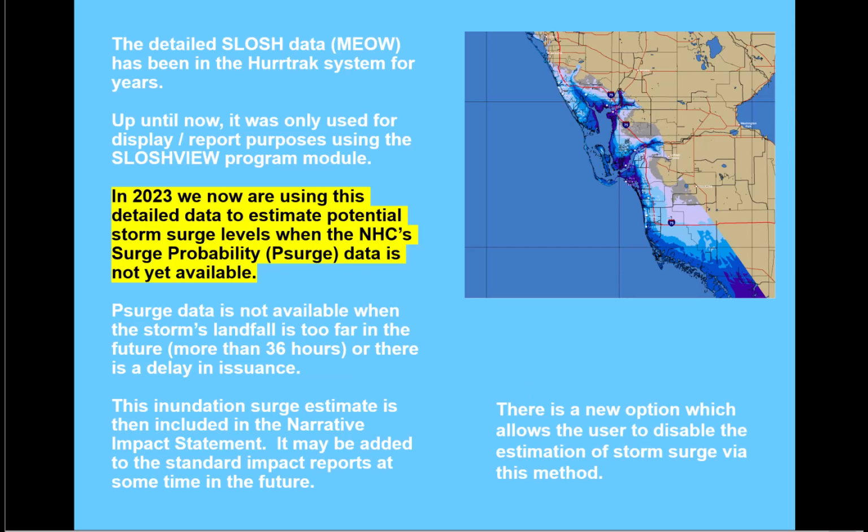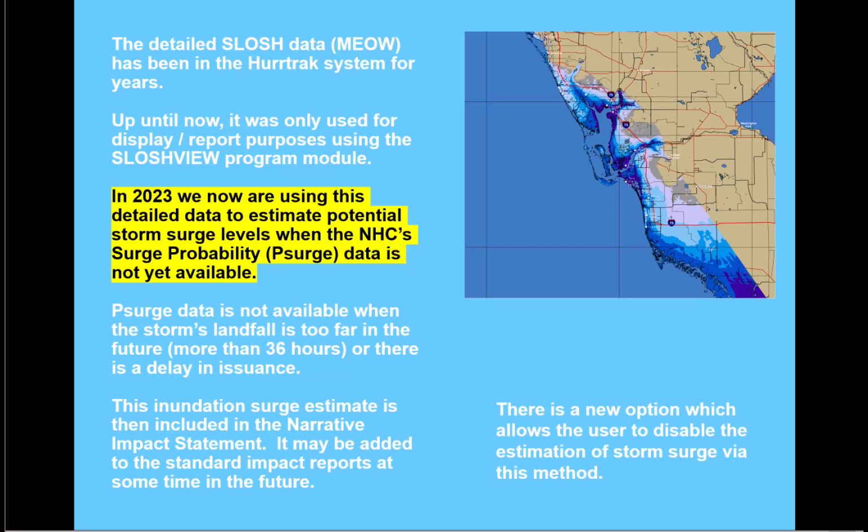While the SLOSH view program hasn't changed for those different versions, the usage of the SLOSH data has changed. So in 2023, we are now using this detailed data, the MEOW data, to estimate potential storm surge levels when, this is key, the National Hurricane Center's surge probability data is not yet available. And that's called P-surge. The Hurrtrak system has been showing P-surge data for several years now.